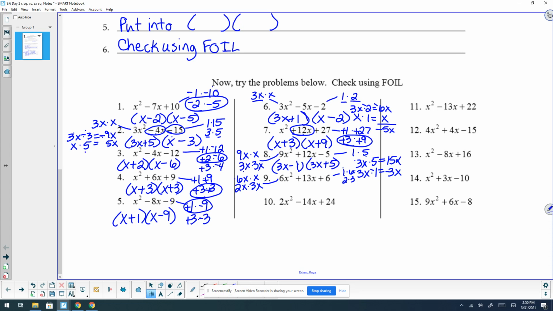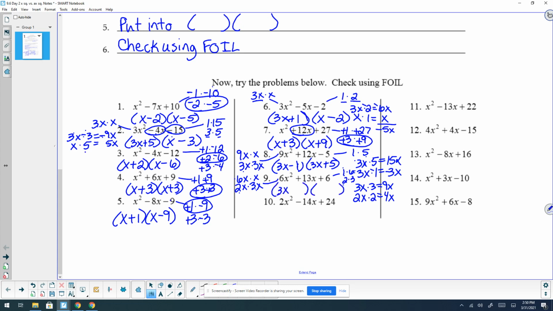What I then could do to get really close to 13 is 3 times 3. So I can do 3x times 3, which is 9x. I can do 2x times 2, which is 4x. Is 9x plus 4x 13x? Yes, it is. So now I just have to put it together.